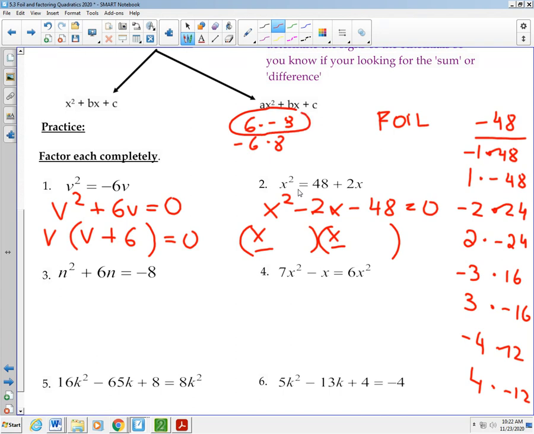So your final answer should be x minus 8 and x plus 6. Again, this is not easy, so you have to practice. Okay, we'll do one more example here. Okay, example number 3.